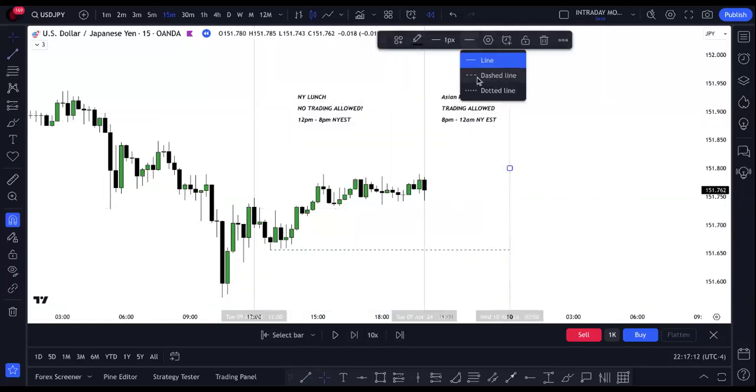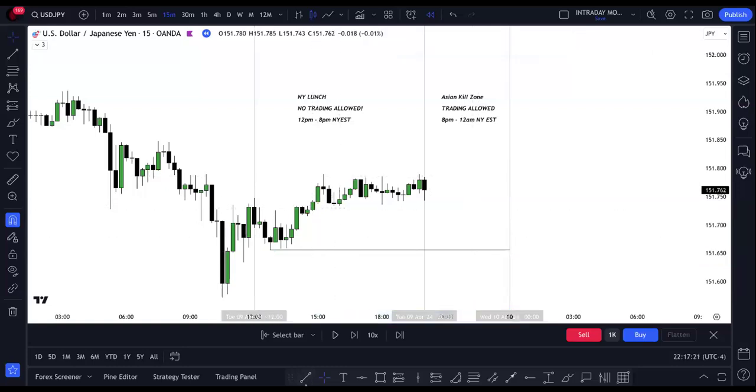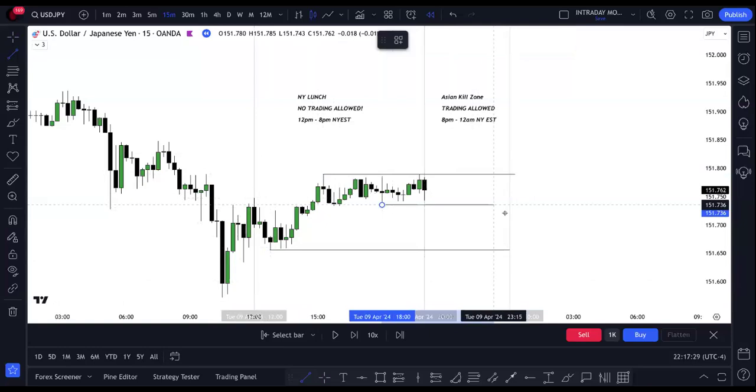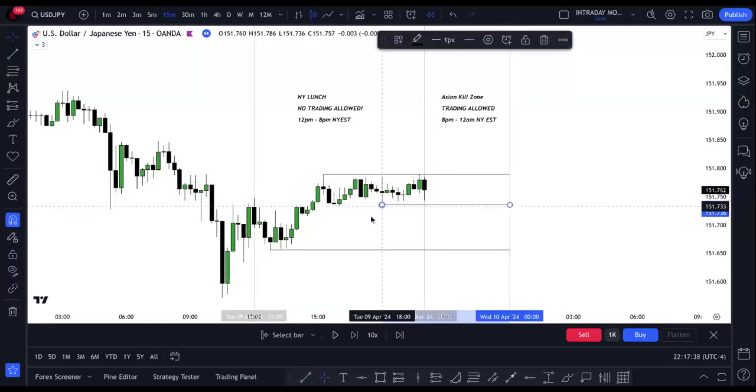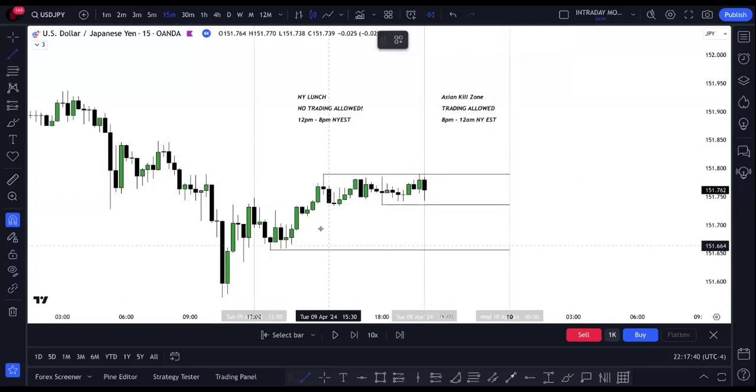We don't change nothing. We don't break nothing. Now, the only difference I would tell you here is that I do not use confluences like Sunday's opening price or midnight opening price. The only thing I use here in natural price action is the Asian open kill zone. That's it. The opening price for Asian session is the only thing I use.